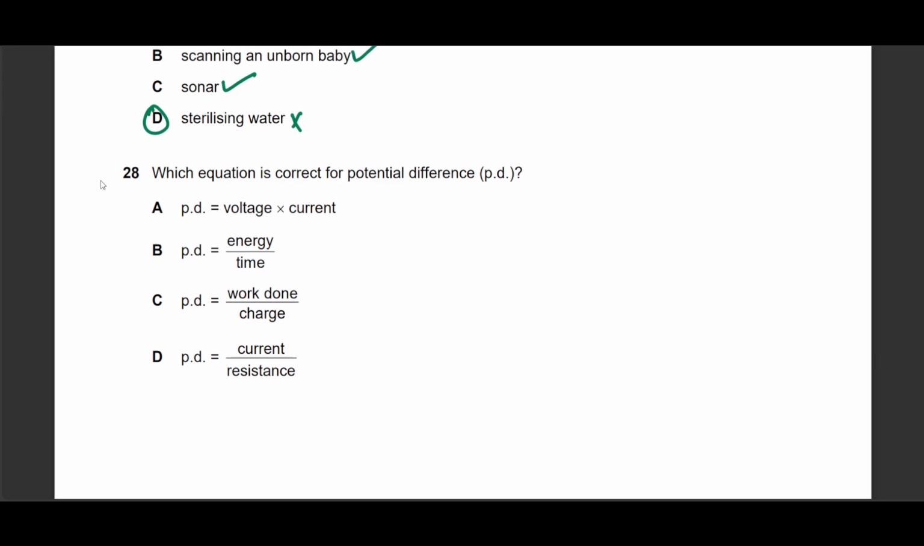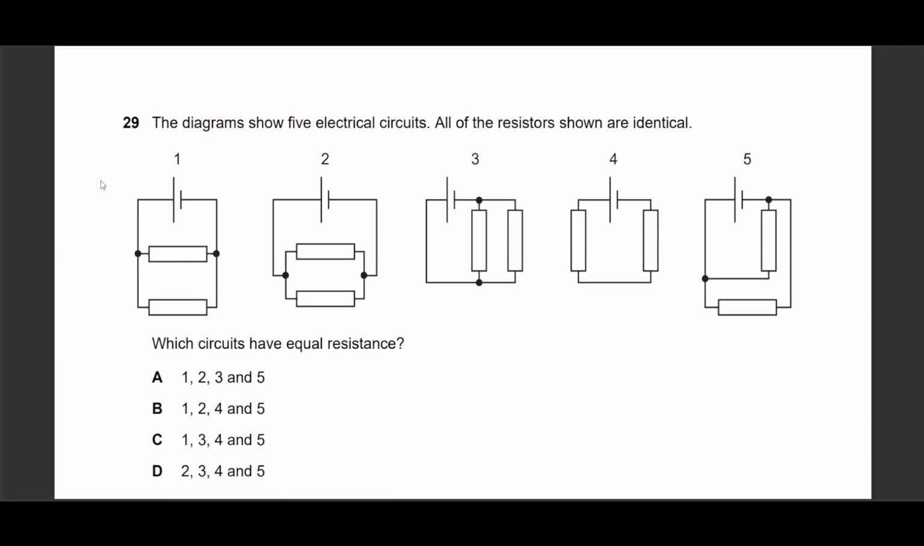Question number 28. Which equation is correct for potential difference? Which is very simple. Voltage is equal to work done per charge. The easiest one to pick out, if you remember the definitions, is going to be option C. Very straightforward. Work done per charge. Again, it's picked directly from the book, directly from the syllabus. Nothing to worry about here.